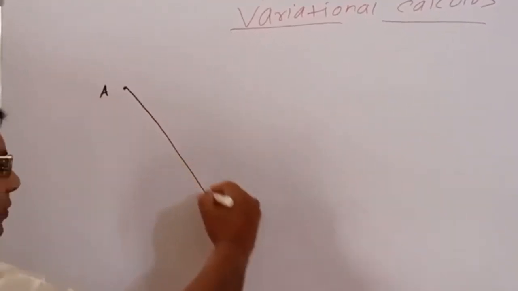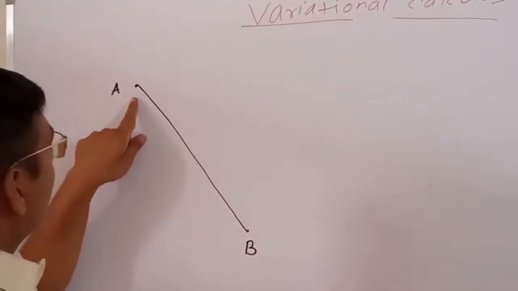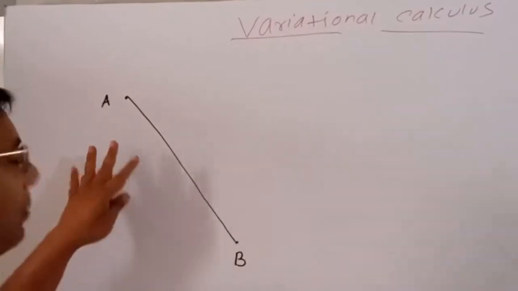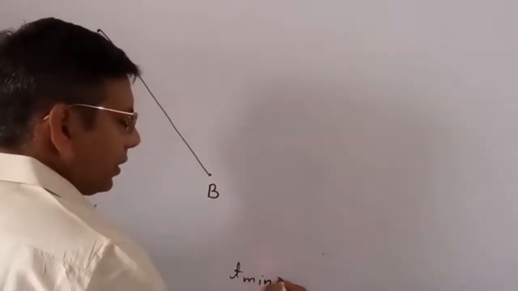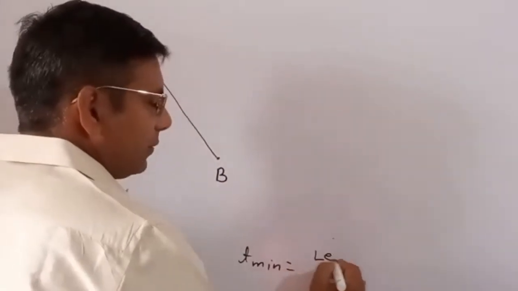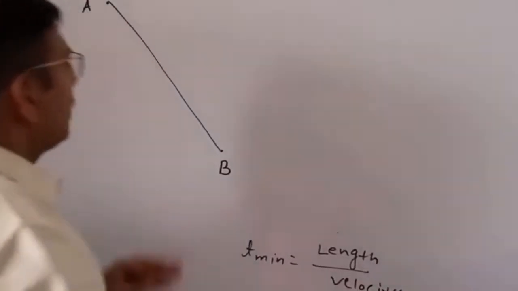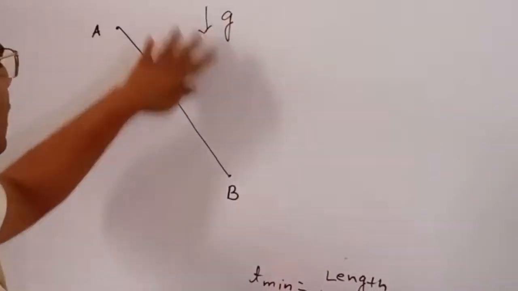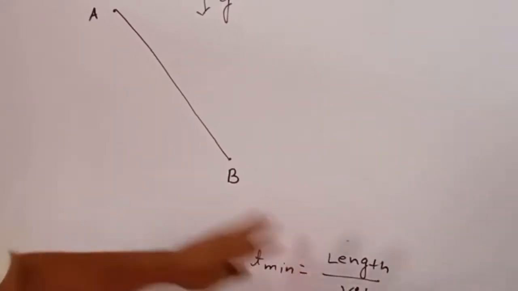The shortest path is obviously this one, and there are so many other ways from which we can reach from A to B, right? So the idea here is to find the minimum time. So here time T is minimum, right? So what is time? Time is total length divided by velocity, right? And obviously there is a gravitational field here, and we have to find the minimum time.